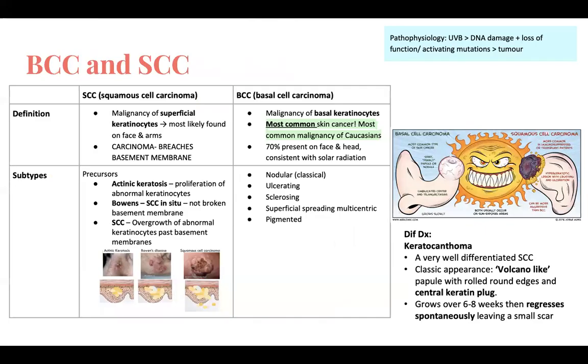Awesome. So I think it's really important to know the difference between BCC and SCC. Of the two, BCC is by far a lot more common. In terms of SCC, you can think of it as on a spectrum. So it tends to start off with actinic keratosis, then it leads to Bowen's disease, which is SCC in situ, then SCC, which is when it goes past the basement membrane. An important differential for SCC is keratoacanthoma.